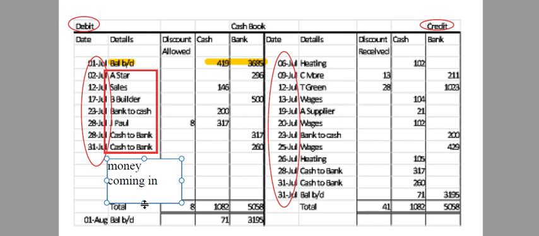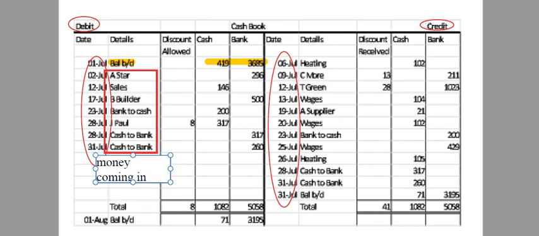So if you see on July 2nd, there is a check received from A Star. So can we just hover past A Star? Yeah, A Star, and we are receiving $296 from him, and this is received by check. The next one is sales. You made sales, so let's highlight sales, and the sales were made for cash. So this is the amount. Then we got a check from someone called Builder, and this is a check of $500.